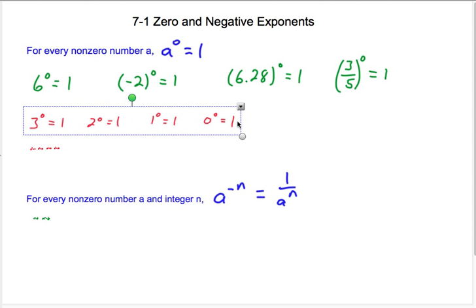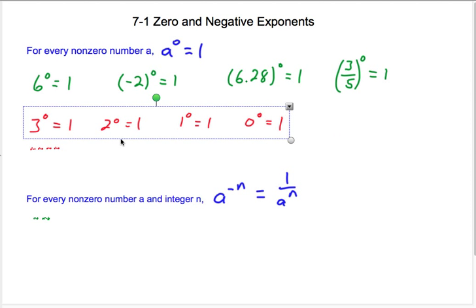Now, one thing that's going to come up here, if you follow this pattern, 3 to the 0 power equals 1, 2 to the 0 equals 1, and so on. 1 to the 0 equals 1. So 0 to the 0 should equal 1. Okay. Well, let's put that as a question mark right now. The first three are true.